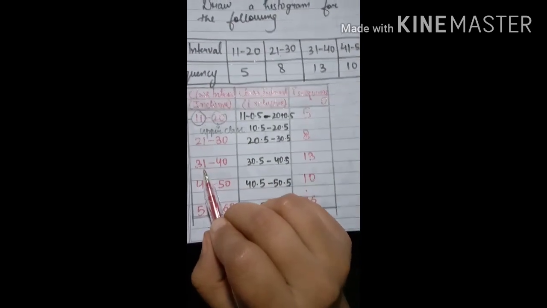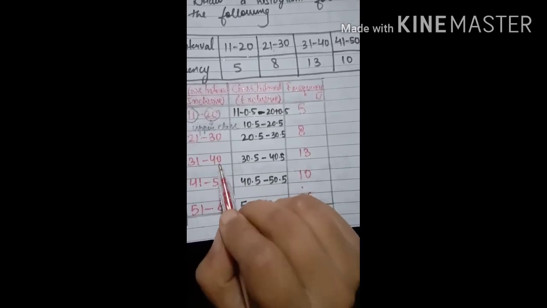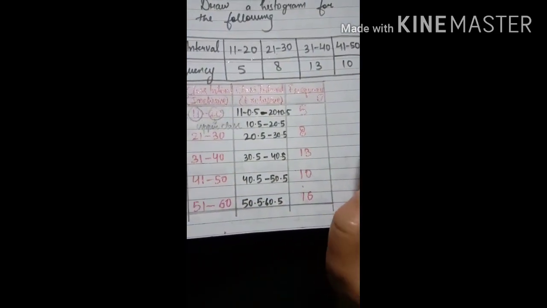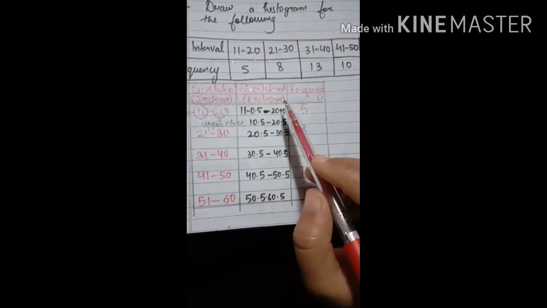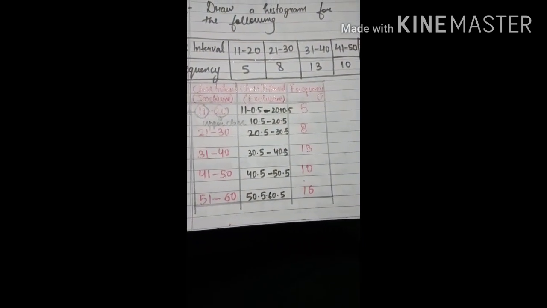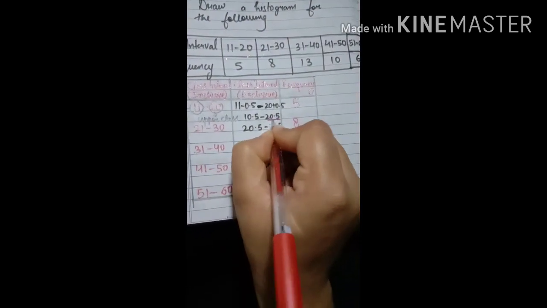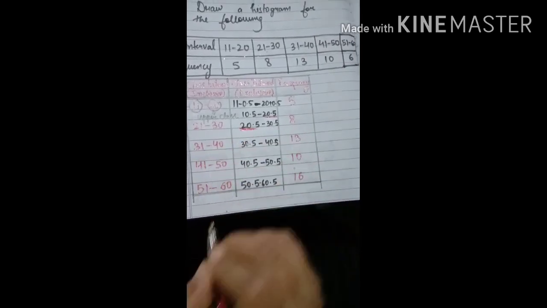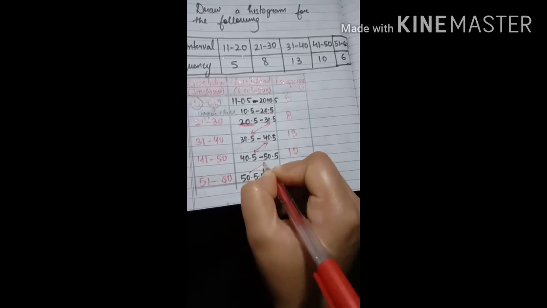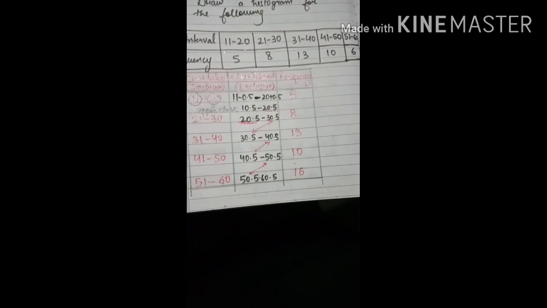Similarly 31 minus 0.5, and 40 plus 0.5 is 40.5. Similarly we get the whole class interval, which is called the exclusive class interval. Now you can see that the upper limit and lower limit are similar. These have to be similar for drawing a histogram or a frequency polygon.